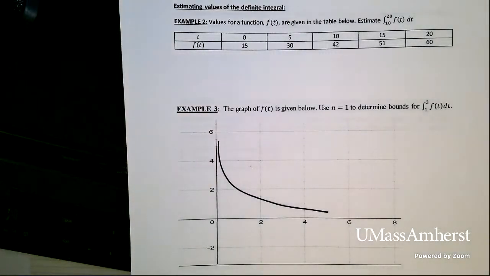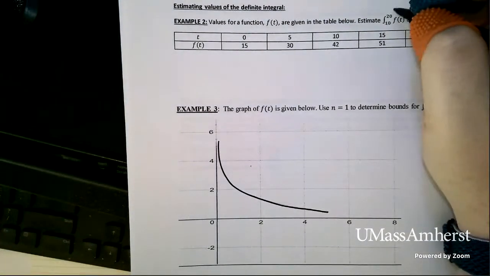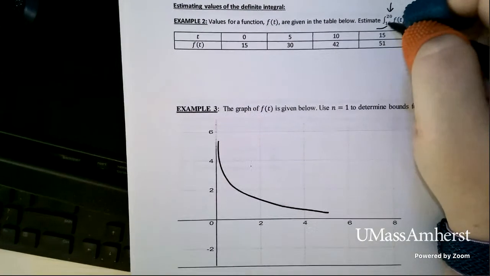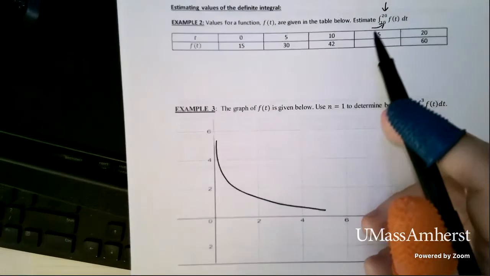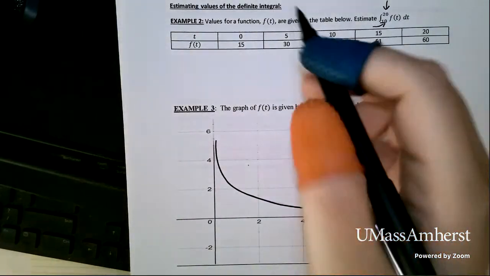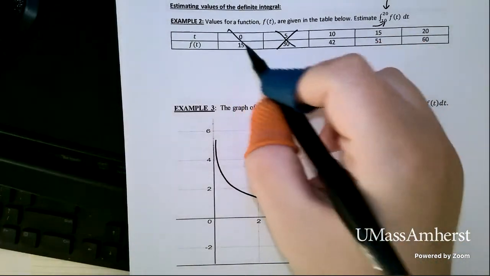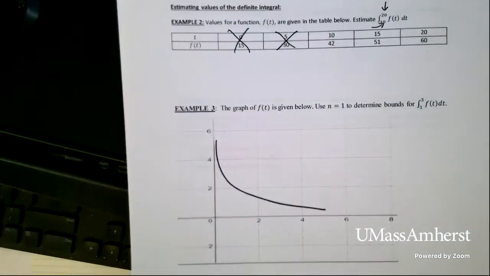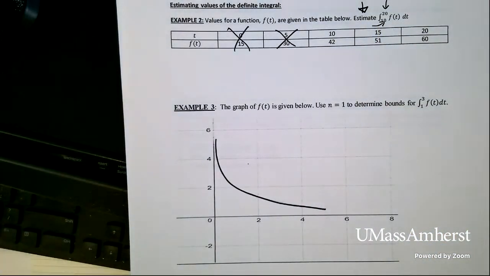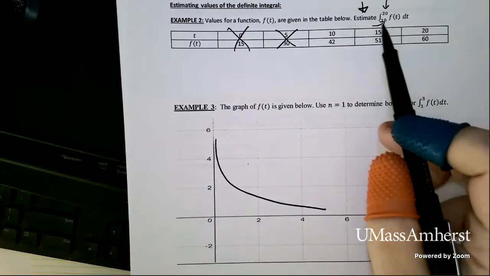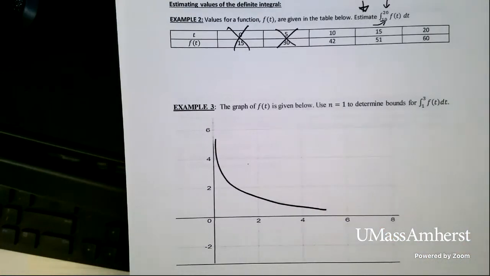So the first thing I want you to notice in example 2 is that we're interested in what's happening between 10 and 20. So we're not considering the whole table. We only want to know what's happening from 10 to 20. Okay. Then I also want you to notice the word estimate. We know that when we have integrals, it gives us the exact area under the curve, but we are approximating the area under the curve here.